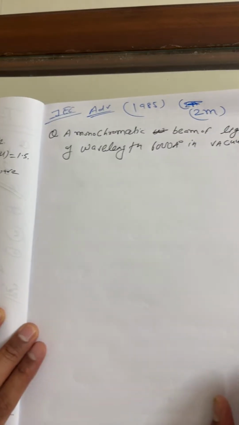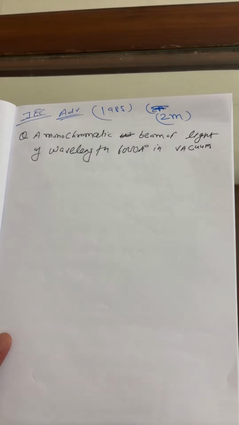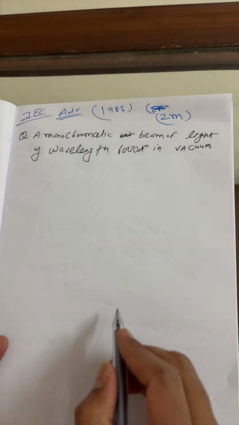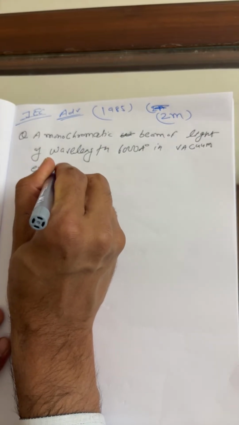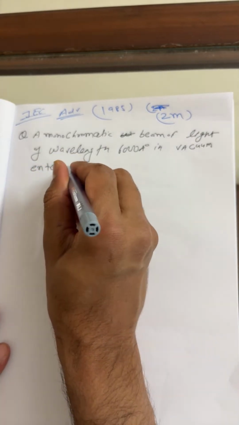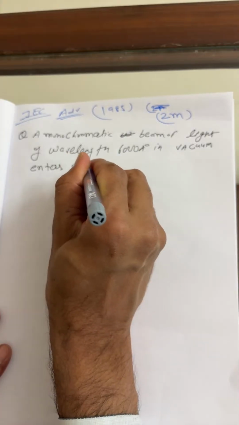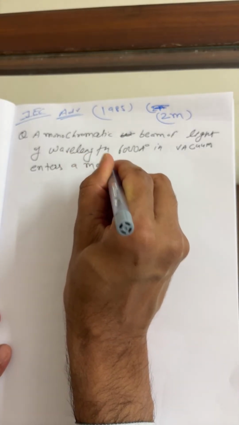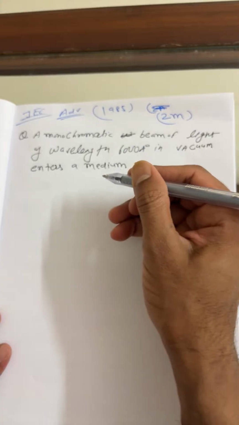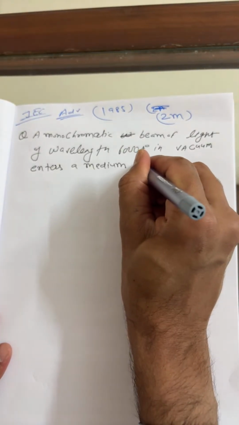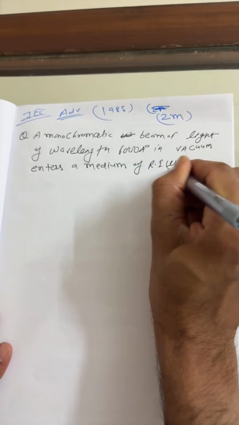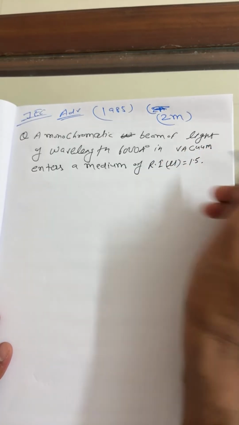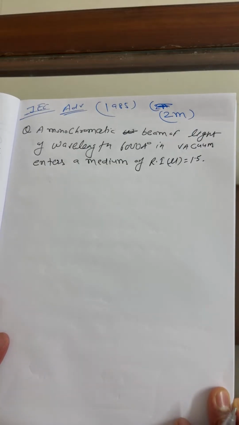In vacuum. Okay, fine. Enters a medium of refractive index mu equals 1.5.